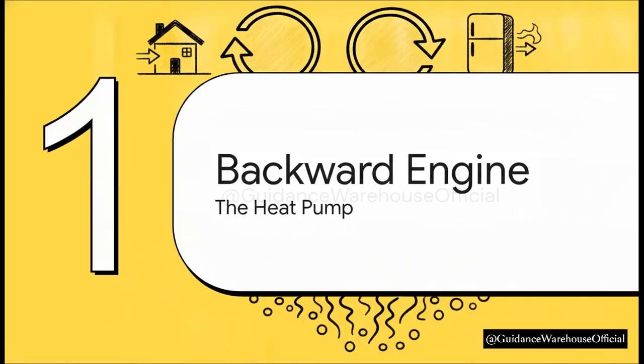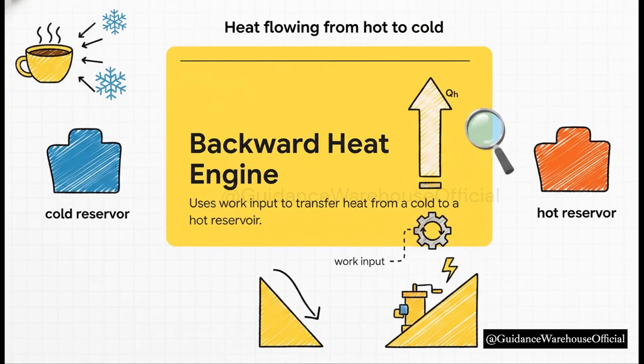Let's jump right in. To understand a heat pump, you really have to realize it is fundamentally just a heat engine running in reverse. We all know heat naturally flows from hot to cold, right? Your hot coffee cools down in a chilly room. But a backward heat engine uses a work input, which we represent with a W, to force heat to transfer from a cold reservoir, QC, to a hot reservoir, QH.